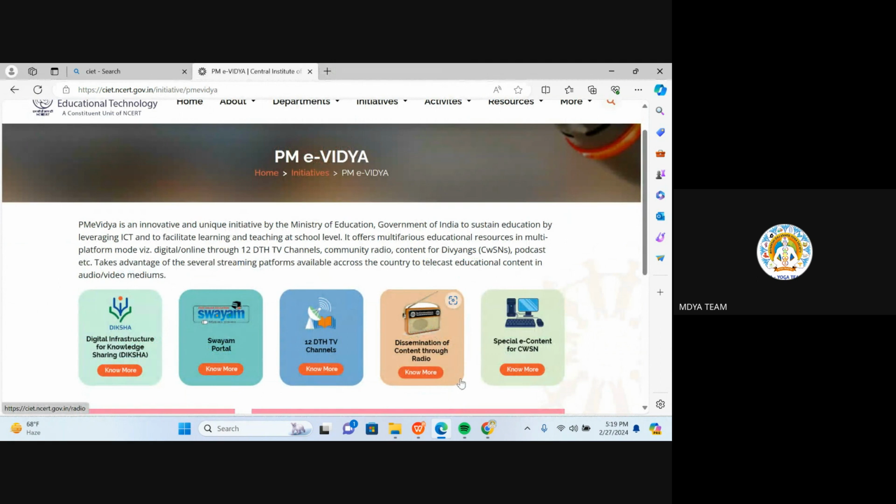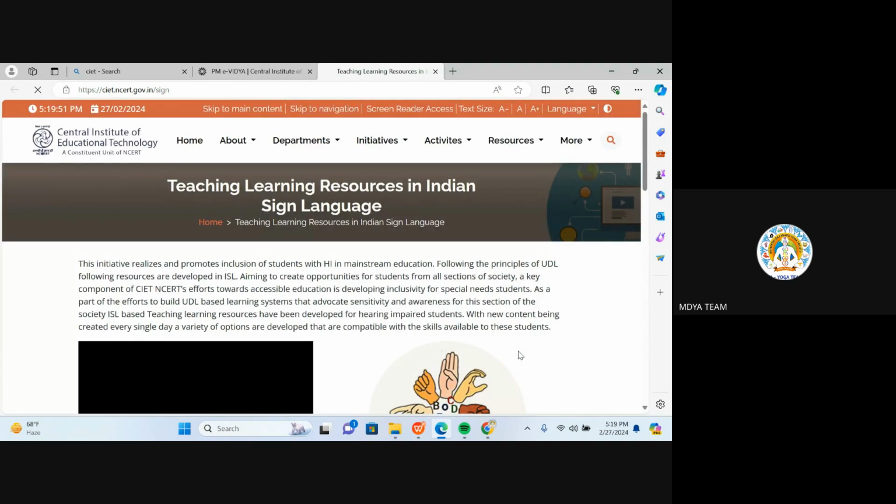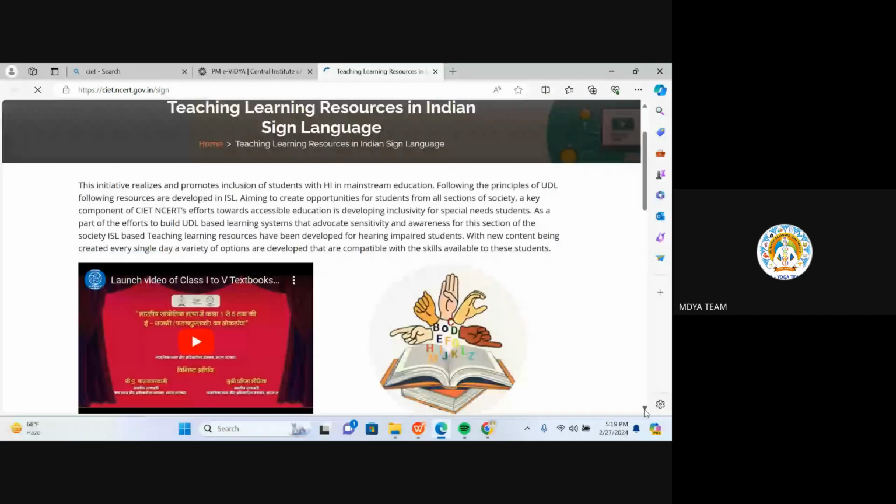Now, dissemination of the content through radio. And special e-content for children who are physically disabled. This portal is for children who are weaker, who are physically disabled.